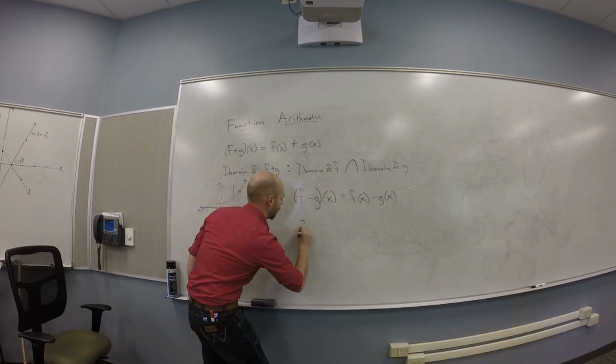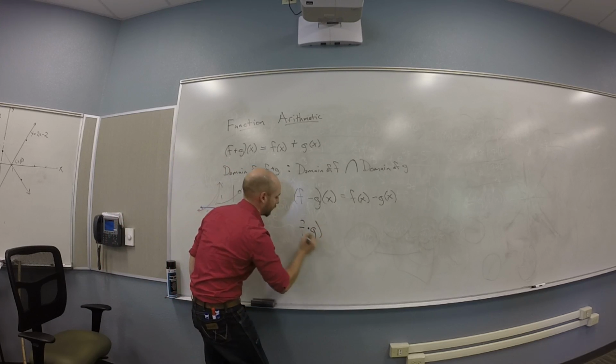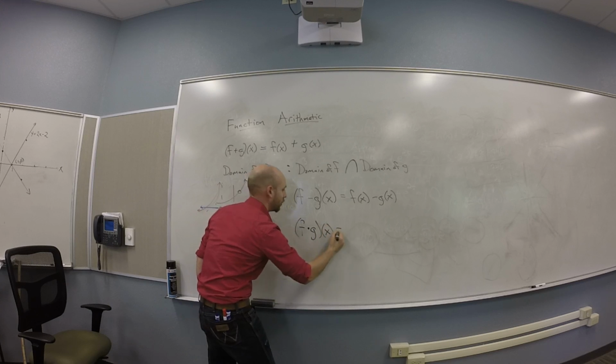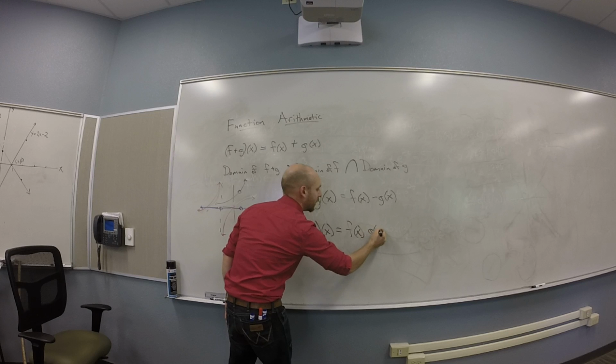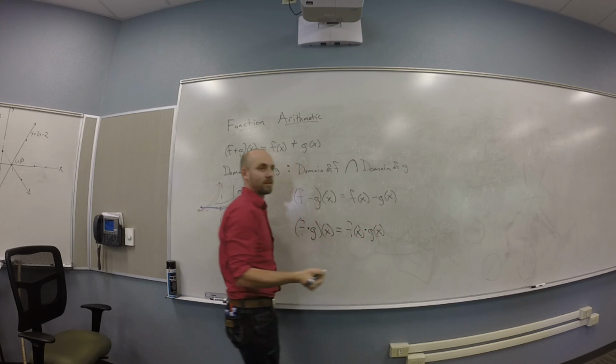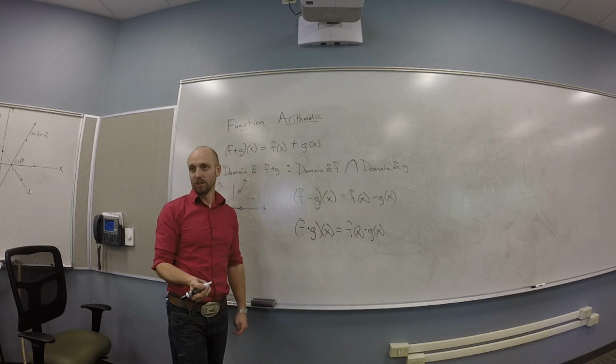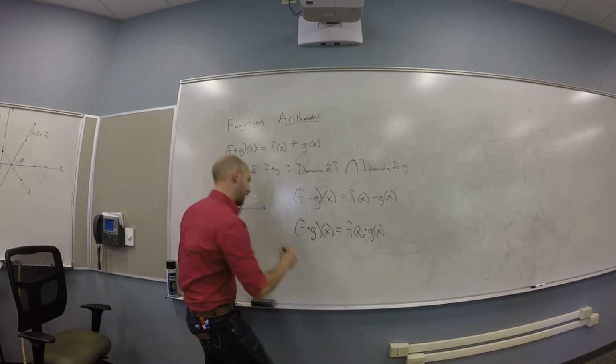How about if you do f times g? Multiply the outputs. Good. You calculate both outputs, f of x and g of x, and then you multiply them together. How about the domain on this one? Same. It's also the same thing, right? Okay.